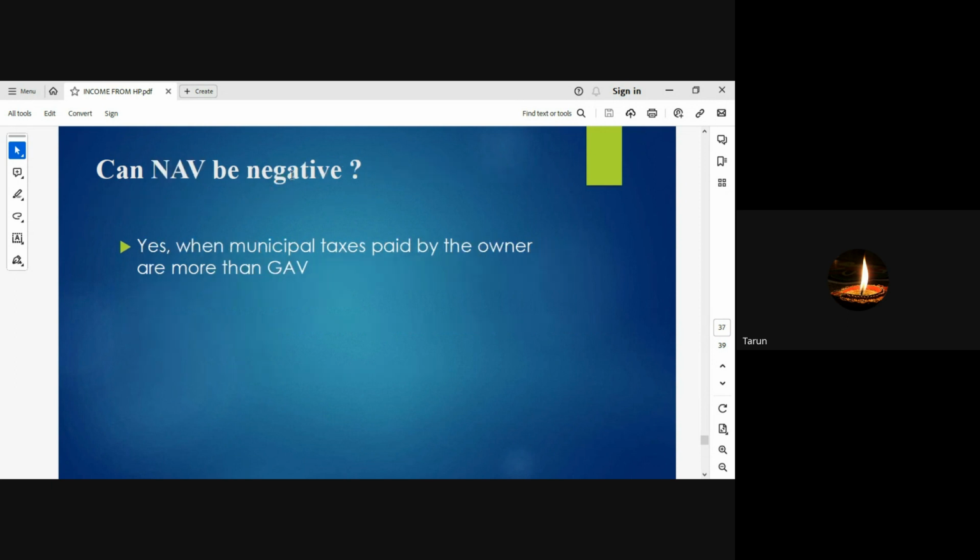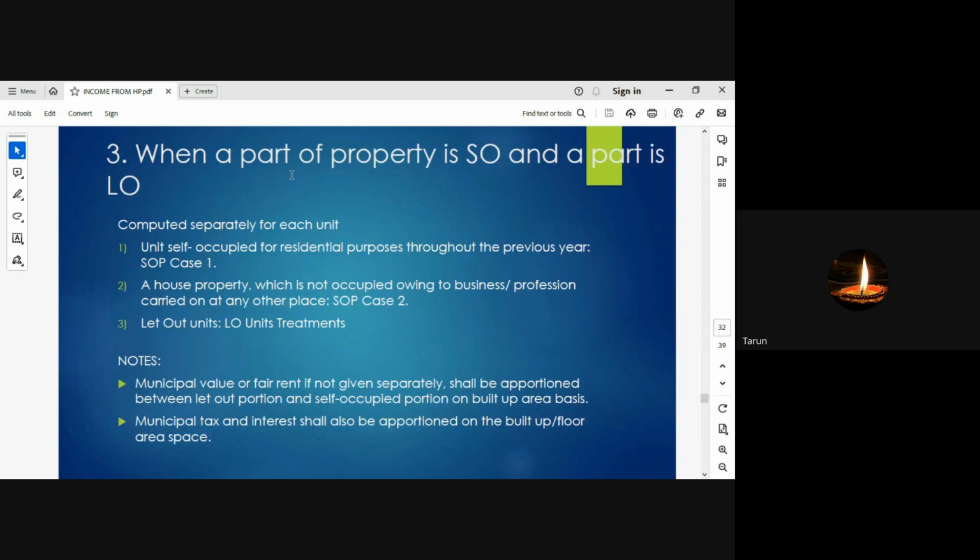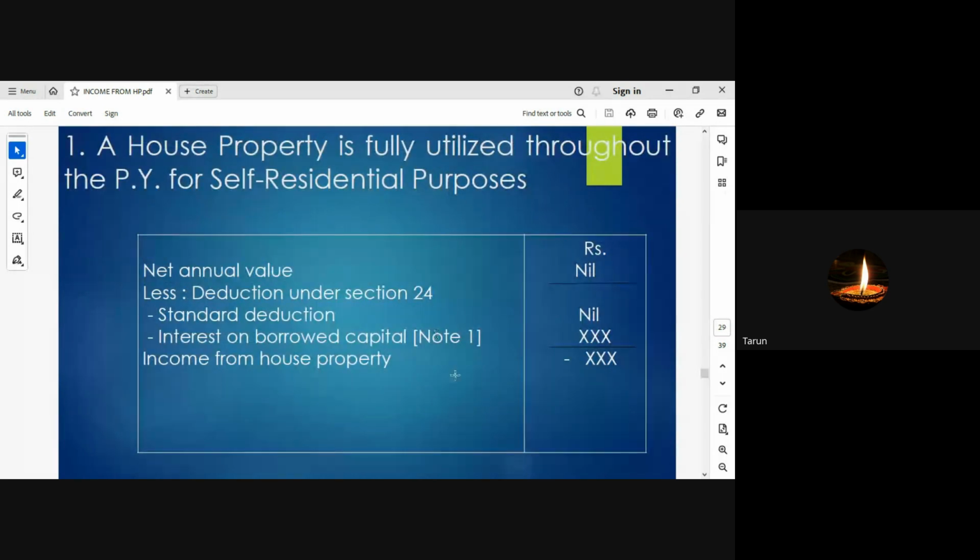Why? It has been proved in the format. When we talk about self-occupied property, say this is a self-occupied one. If you see self-occupied here, you can see the income from house property is negative, because only the interest is deductible. Interest will always be negative because interest is always a deduction, right?